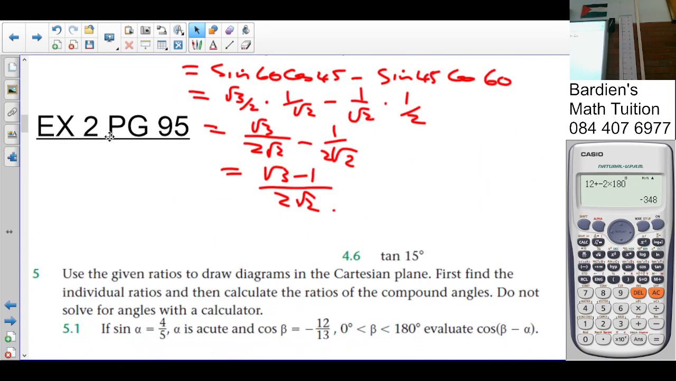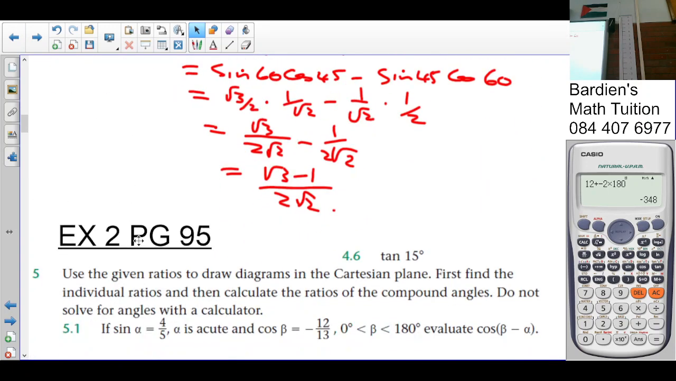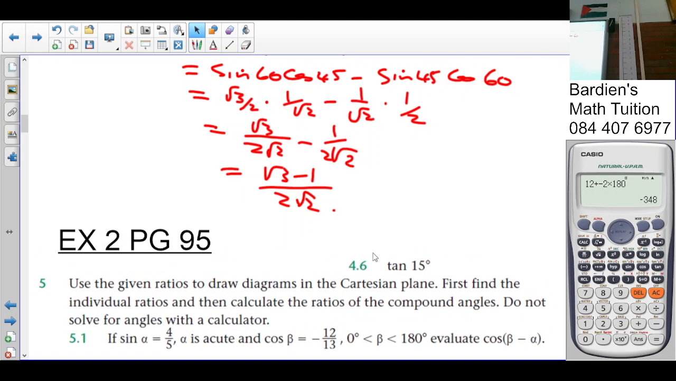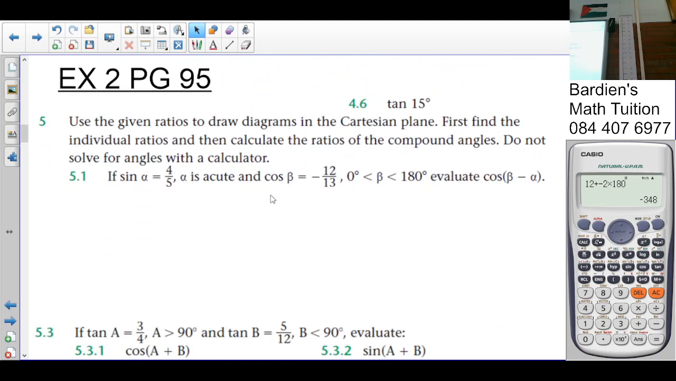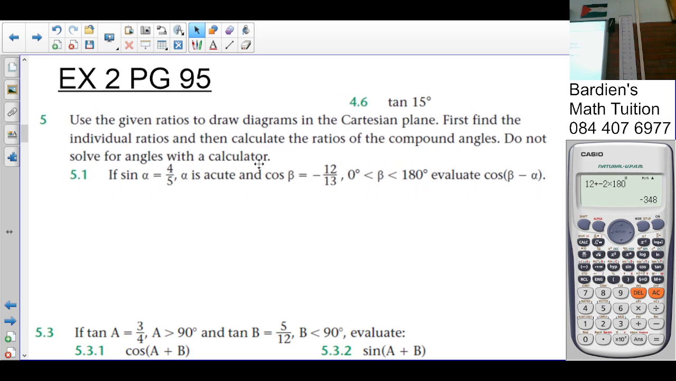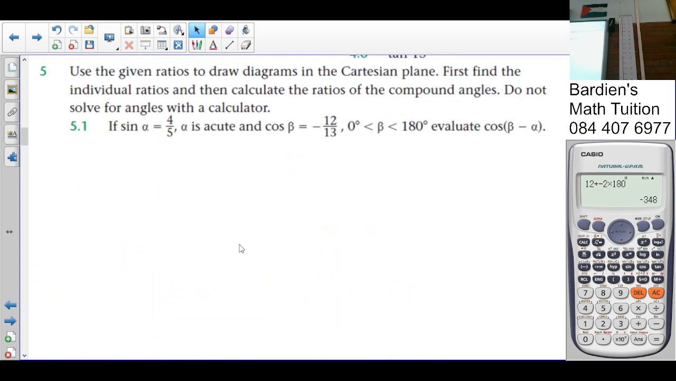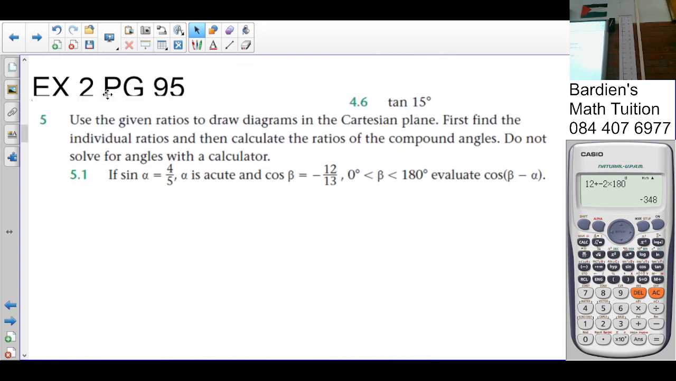Then number 5. Did I say 4.6 as well? No. 4.6 is for tomorrow. Okay, all the even numbers, of course, are for tomorrow. Exercise 2, page 95. It says use the ratio to draw diagrams in the Cartesian plane. First find the individual ratios and then calculate the ratio of a compound angle. Do not solve the angles with the calculator.